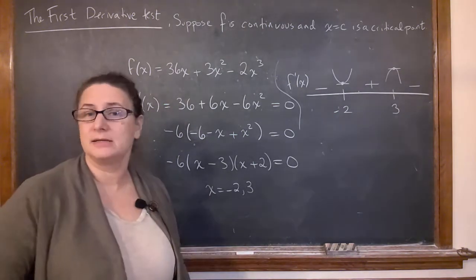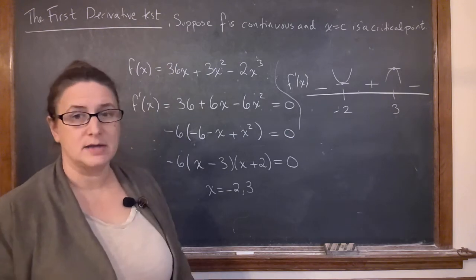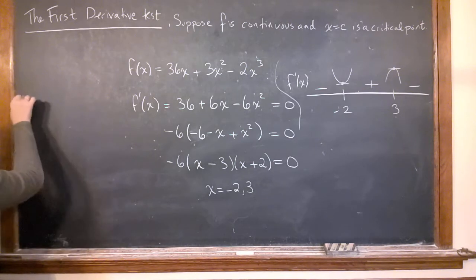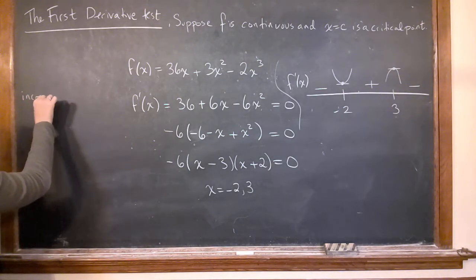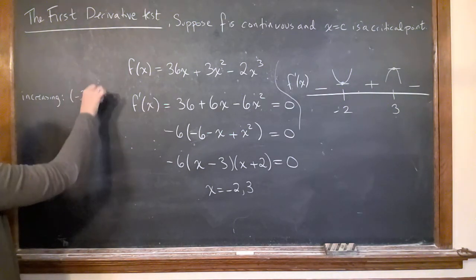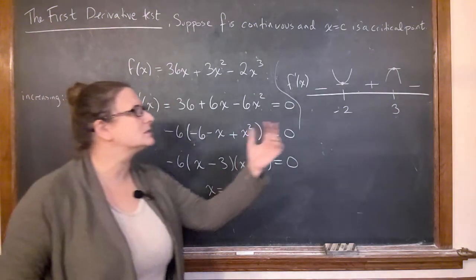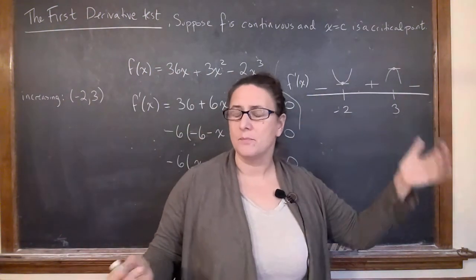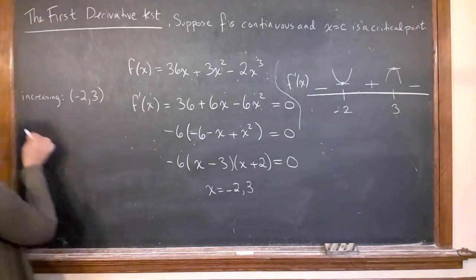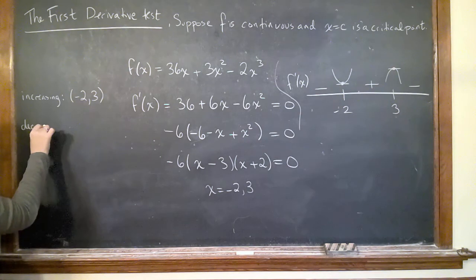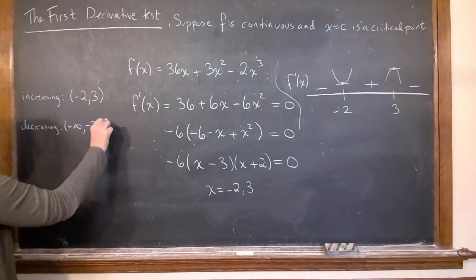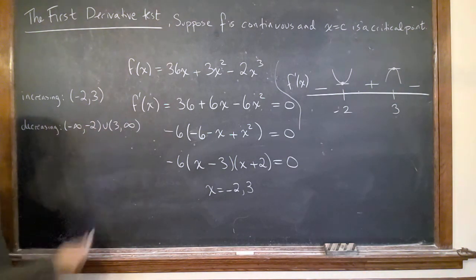Often it asks you to write down the intervals of increase and decrease, and the maximums and the minimums. So let's do that. My function is increasing from -2 to 3. At the actual points, it's neither increasing nor decreasing, so we use open intervals for these. It's decreasing from -∞ to -2, and then from 3 to ∞.